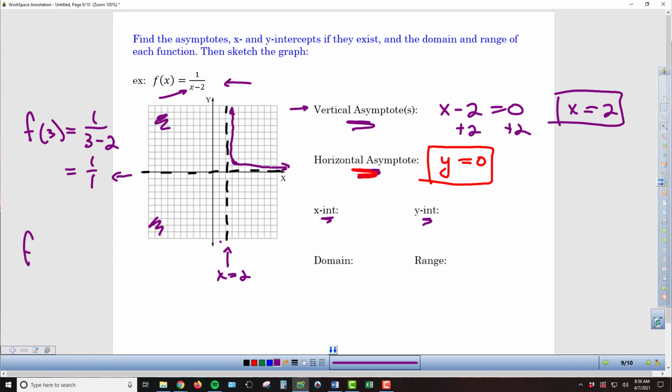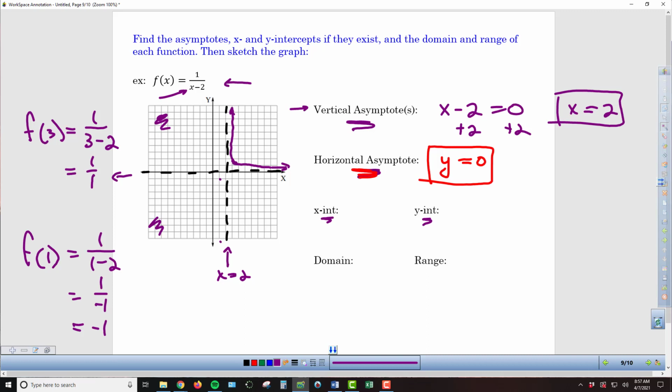So if I plug in 1 for x, I get 1 over 1 minus 2, which is 1 over negative 1, which is negative 1. So I get an output of negative 1. So when I plugged in 1 for x, I got a negative 1 output for y. And so now I know where the branch is on this side. It's below the horizontal asymptote, down in this lower region of the graph.